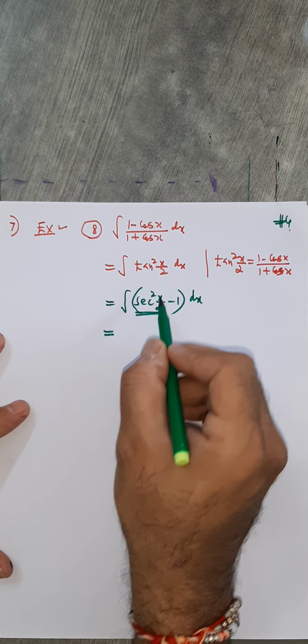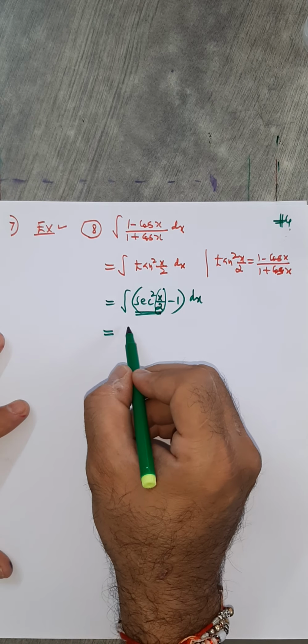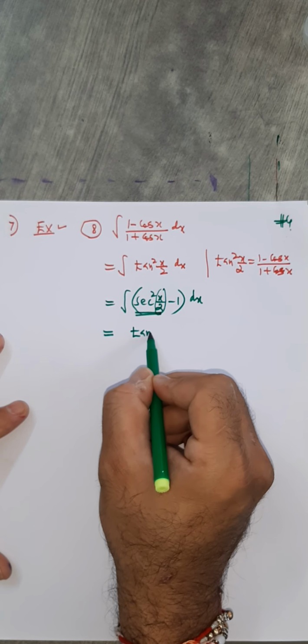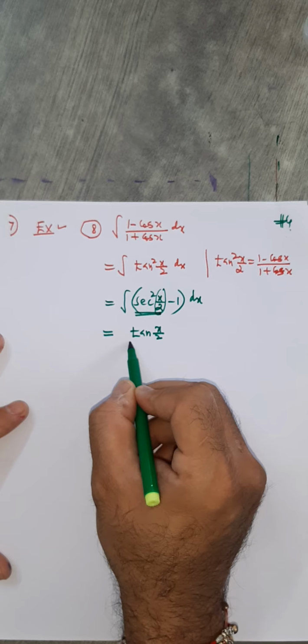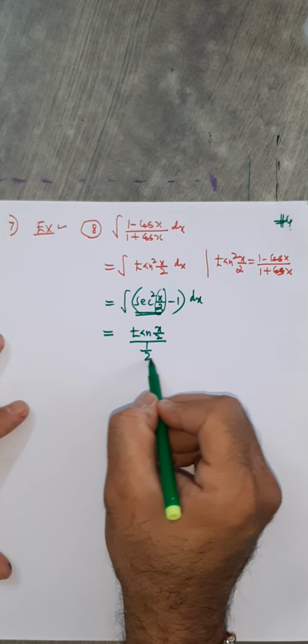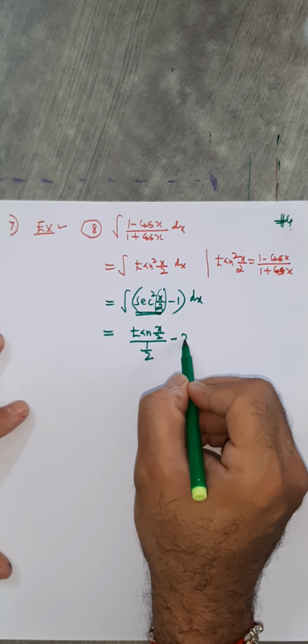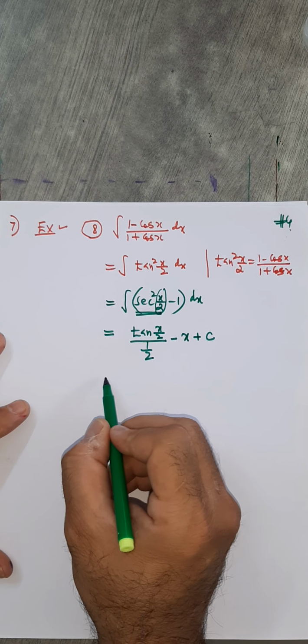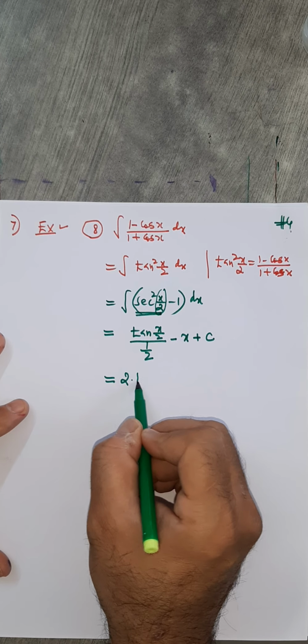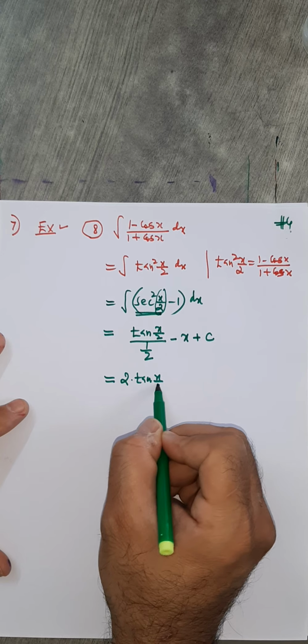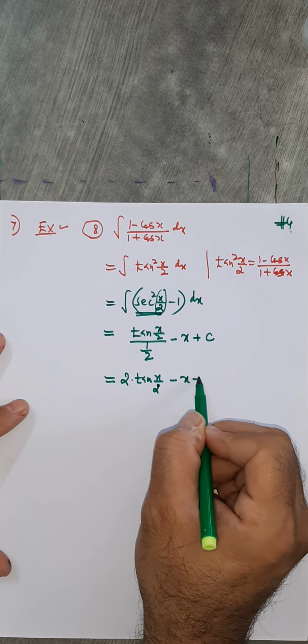Can we integrate this now? The answer is yes. This is a linear function. What's the integral of sec square? That is tan x by 2 upon coefficient of x by 2, which is 1 by 2, minus integral of 1 is x, plus c. So 2 into tan x by 2 minus x plus c.